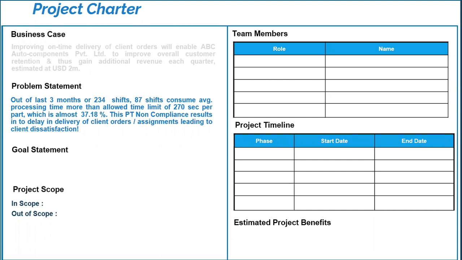So this PT non-compliance results in delay in delivery of client orders or assignments, leading to client dissatisfaction. So the situation is client dissatisfaction. We are saying that the given problem, which we quantified, is leading to the situation, that is the business case, dissatisfaction of the customers, which needs to be improved. So that's about the problem statement. Let's go to the next slide.